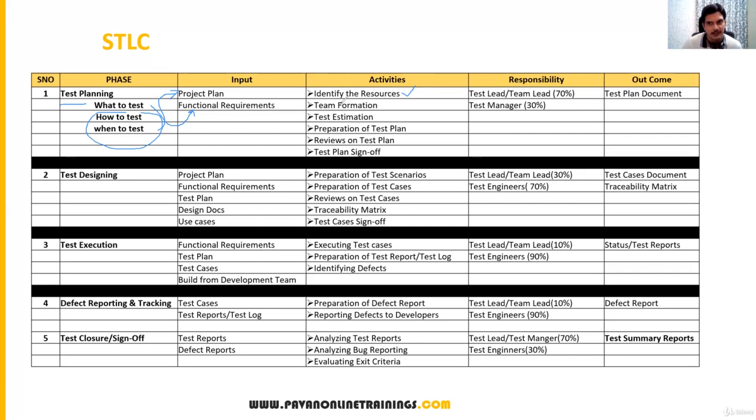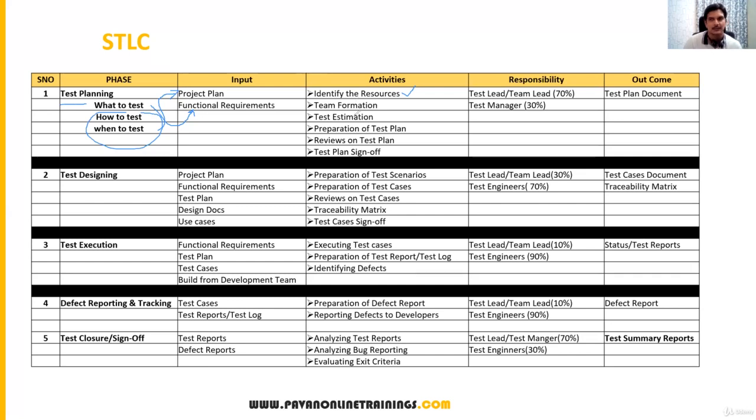And team formation. Once the people or resources are recruited or identified, we will form a team, like a testing team. So and so people will conduct manual testing, and so and so people will conduct automation testing, like this. So team formation will be there. Depending upon the project, we will form the testing team. That is also part of the test planning phase.